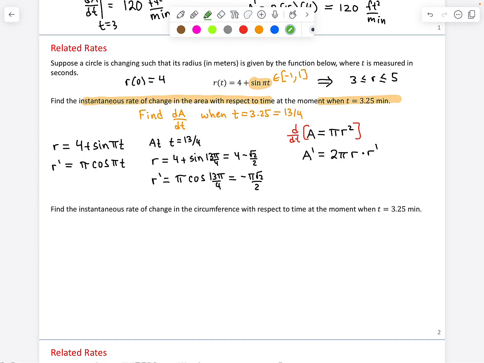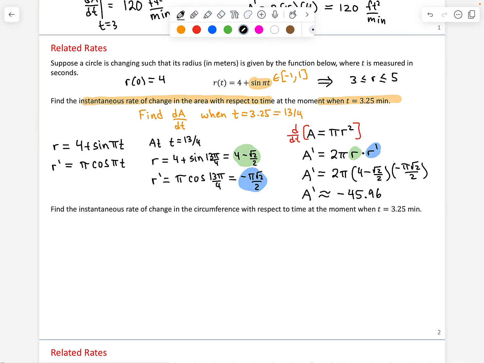Now we just need to do substitutions. We want to find A prime at this moment in time of t equals 13 fourths. Well, we know what r is at this time, so we'll substitute 4 minus root 2 over 2 in for r. And we know what r prime is at this time, so we'll substitute that in for r prime. So we get 2 pi times 4 minus root 2 over 2 times negative pi root 2 over 2. And now I'll reach for a calculator, and we get approximately negative 45.96.